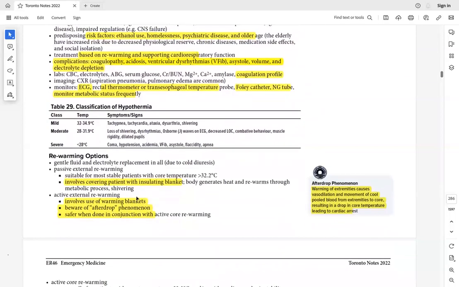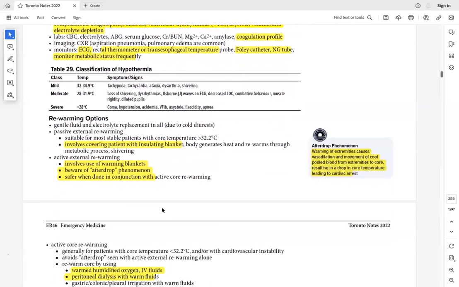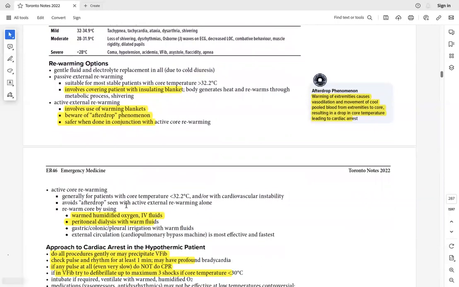We have to cover them with insulating blankets and warm the body first with insulating blankets. There's also a bear hug, as we call it, and we use that also. Along with that, start warm IV fluids. So external warming and internal warming, we will go together. Along with insulating blankets, we have to give the patient warm humidified oxygen and IV fluids.